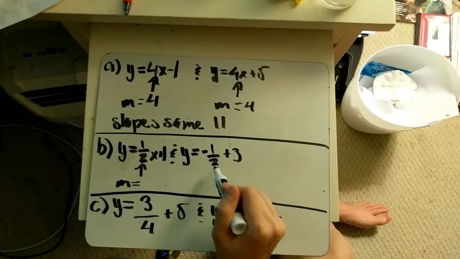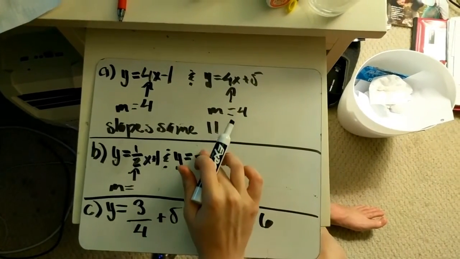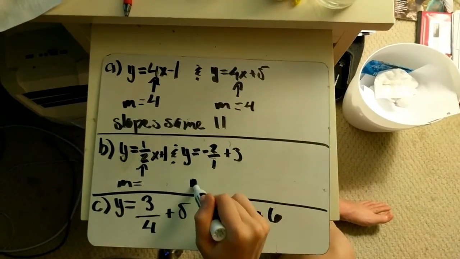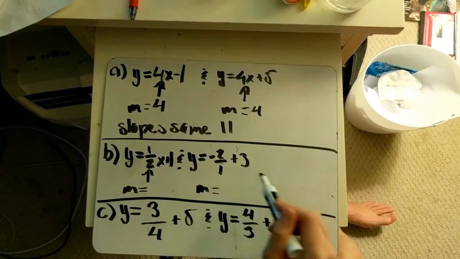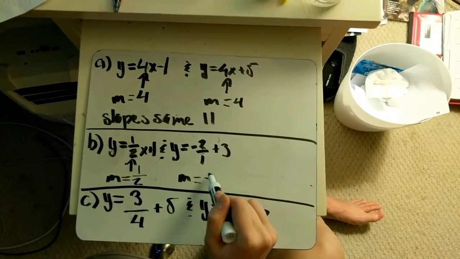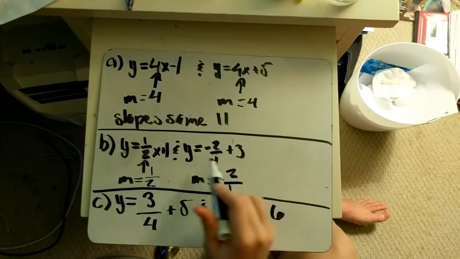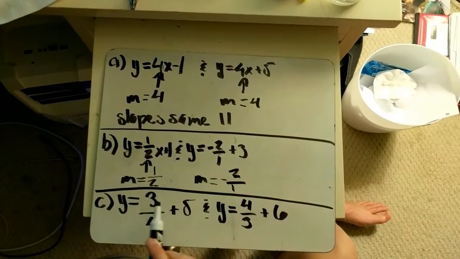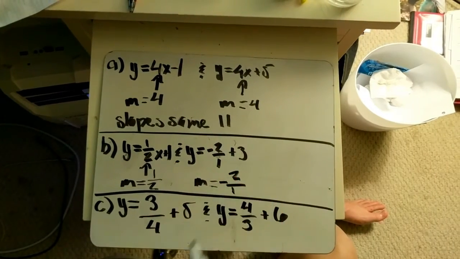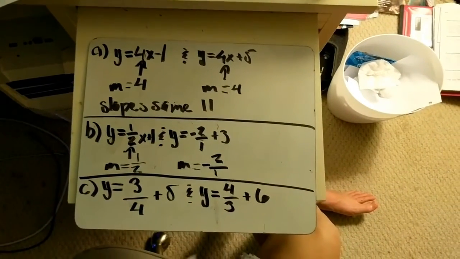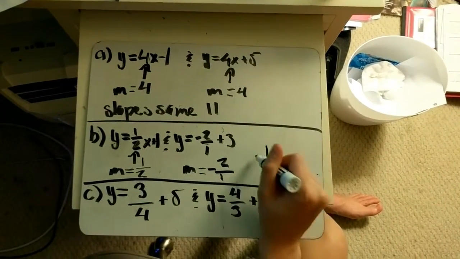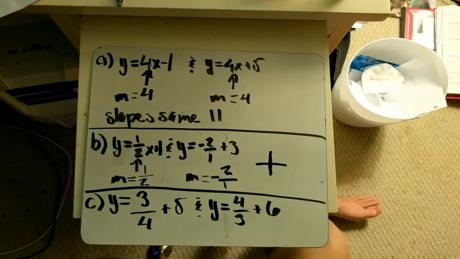For the next one, we have two different slopes. And they are opposite to one another. This is the reciprocal. The second equation is the reciprocal of the first equation. And not only that, it is the negative reciprocal. So thus, these equations are perpendicular, or these lines are perpendicular to one another.